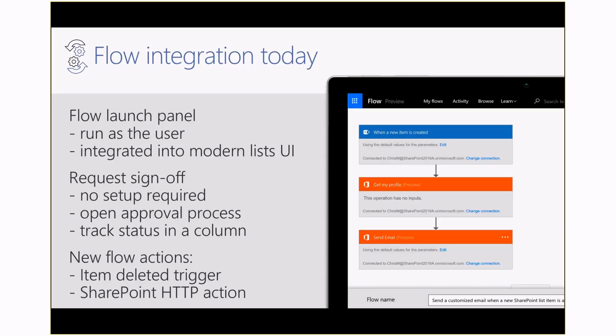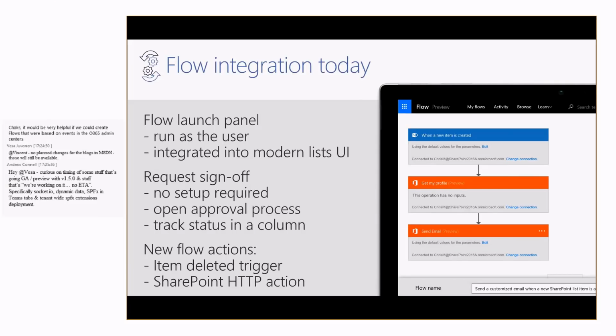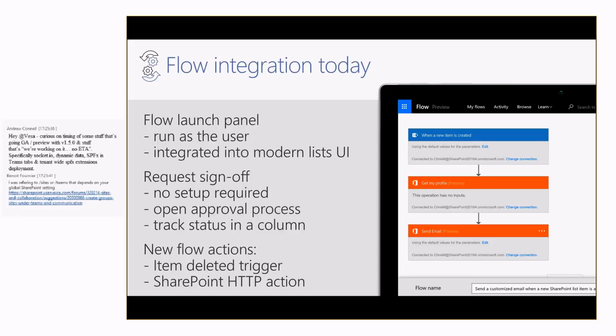There are some new features like request sign-off, which is basically available out of the box for users to do some lightweight approval process over a document or a list item. We also introduced new Flow actions. The item deleted trigger is now available. So if something gets deleted, it gives you the ID and the name or the title, depending on document or the list item from the list.